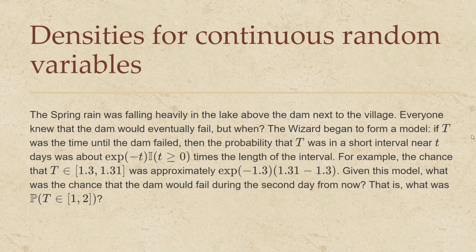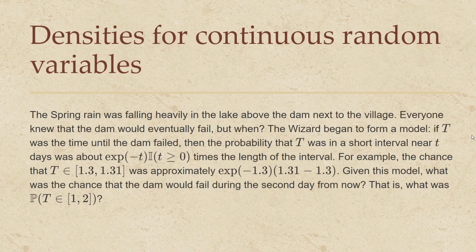The spring rain was falling heavily in the lake above the dam next to the village. Everyone knew that the dam would eventually fail, but when? The wizard began to form a model. If t was the time until the dam failed, then the probability that t was in a short interval near little t days was about e to the minus t times the indicator that t was greater than or equal to 0 times the length of the interval. For example, the chance that t was in the interval from 1.3 to 1.31 was approximately e to the minus 1.3 times 0.01, which was the length of that interval from 1.3 to 1.31.